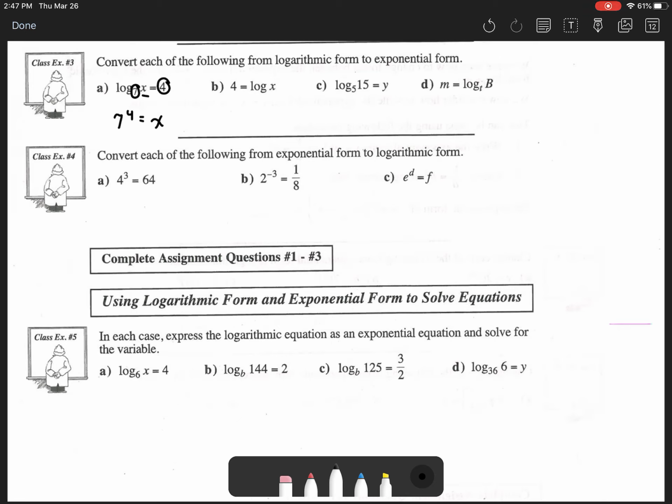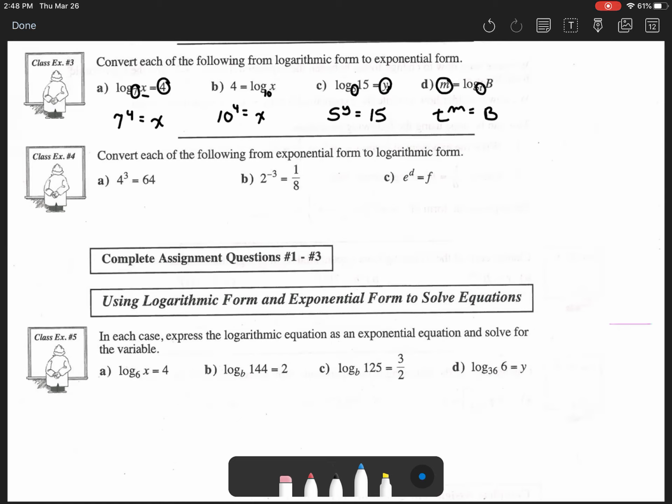Okay. In the next one again, you'll notice that you don't see a base. Okay, so that means the base is 10. So it's going to be 10 to the exponent of 4 is equal to x. So again, if you want to write that 10 in there, okay, probably not a bad idea. Okay, in the next one, it's going to be 5 to the exponent of y. So 5 to the exponent of y will equal 15. And then the last one, okay, so just a generic question here where they don't have any values, all variables. It's going to be t to the exponent of m. So t to the exponent of m is equal to b. Okay, and there you go.